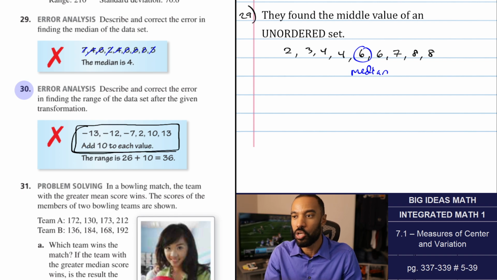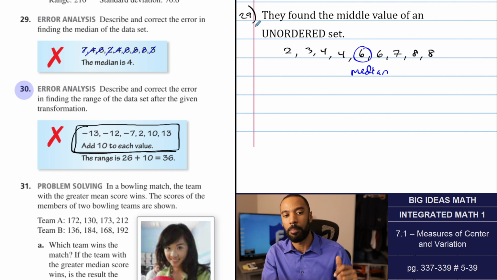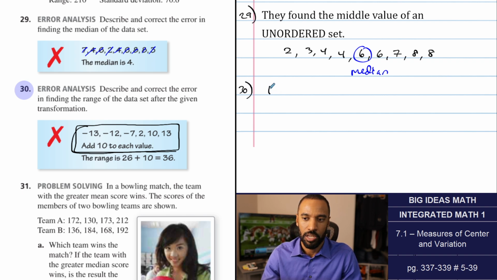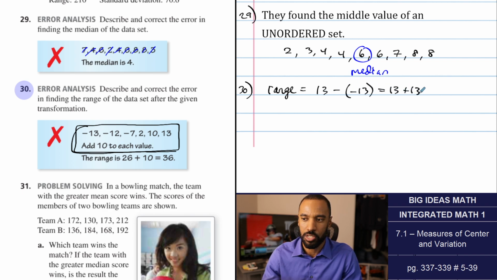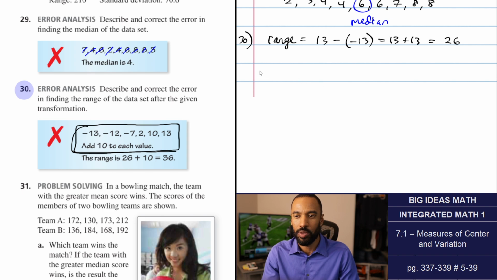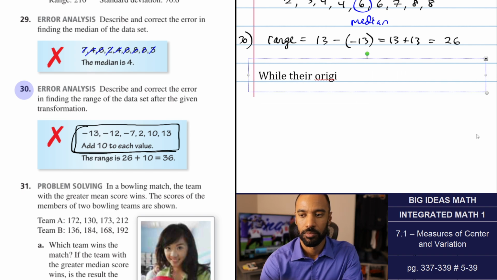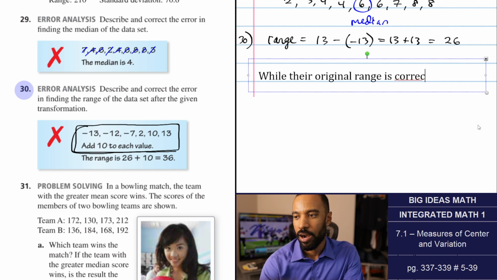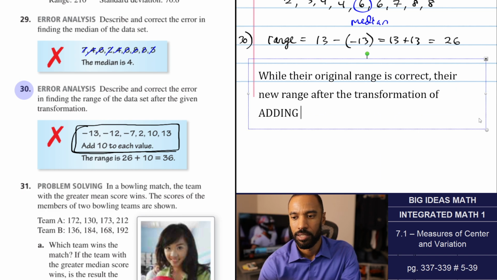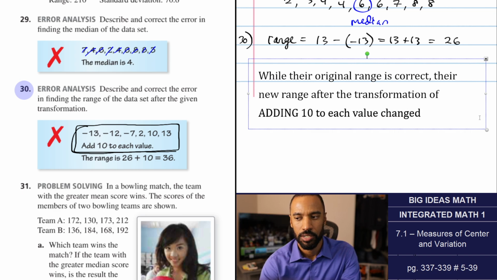So what they did was they took what is the correct original range. These are written in order. They go from negative 13 to 13. So they are correct. I'm going to tell them what they have correct. The range is 13 minus negative 13, which is 13 plus 13, which is 26. So they have the right value in their original range. However, while their original range is correct, their new range after the transformation of adding 10 to each value changed when it shouldn't have.